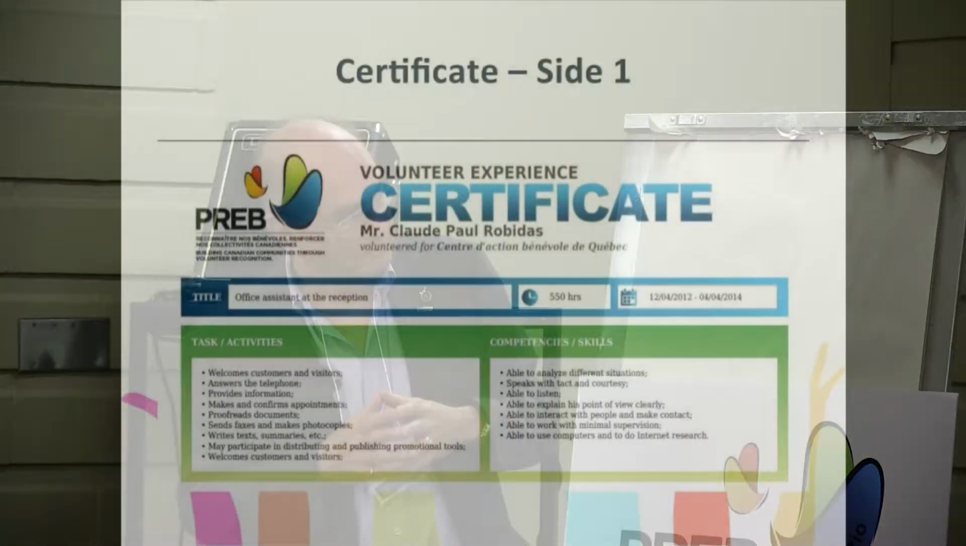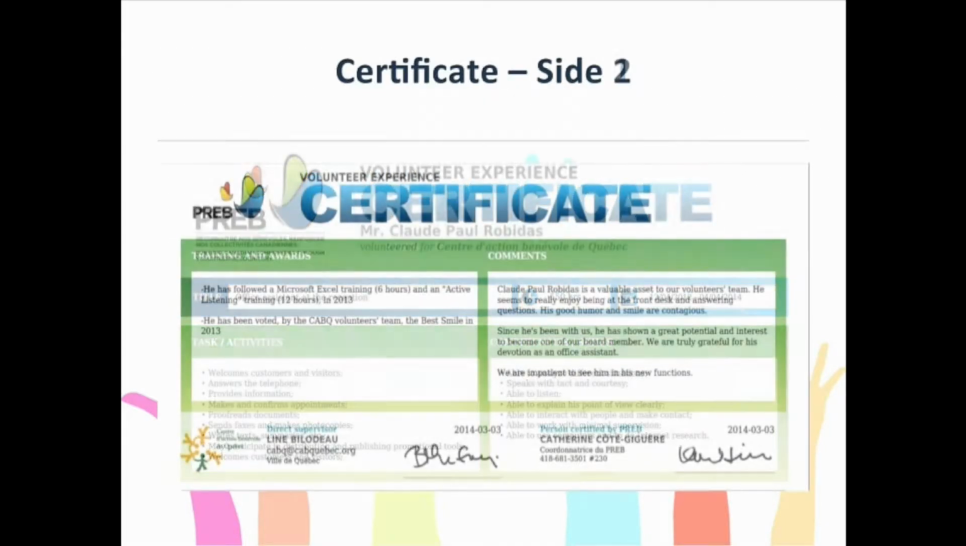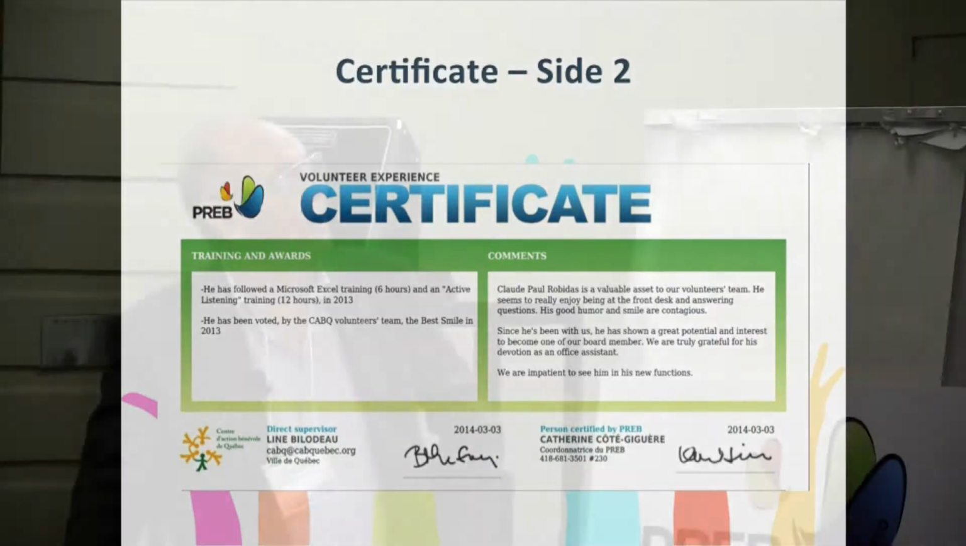Now, we used the Quebec certificates as examples. This is the one for office assistant at reception: the tasks, activities, the competencies and skills, the number of hours, the period, et cetera. That's side one. I don't know how you do this. If you frame it hanging on the wall, you have to turn it around every week, I guess. And then there's a side two, which is sort of the footnotes to the whole idea. So that's where we are now.